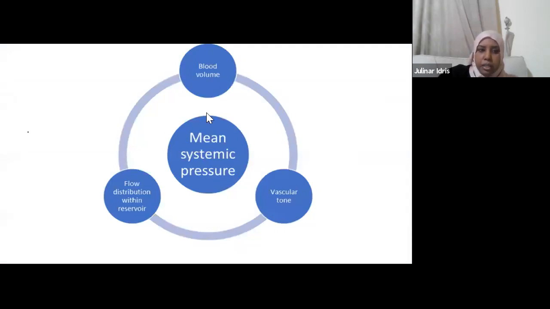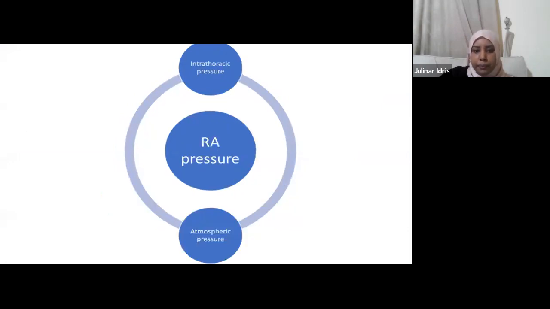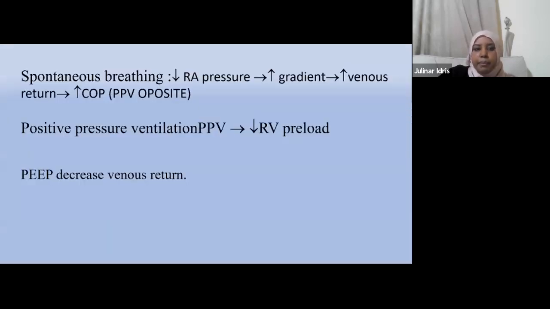The mean systemic pressure is determined by the blood volume, the vascular tone, and the flow distribution within the reservoir, whether this reservoir is the vessels or the ventricles. And the RA pressure is directly affected by change in intrathoracic pressure in relation to atmospheric pressure. So the venous return is maximized when the RA pressure is just below the atmospheric pressure. We know that spontaneous breathing decreases the right atrial pressure, so it increases the gradient between the RA and the mean systemic pressure, and this will help to increase the venous return and increase the right ventricle preload, ultimately increasing the cardiac output.